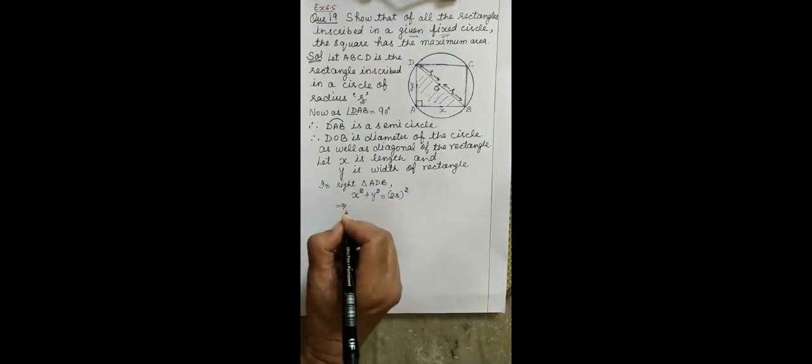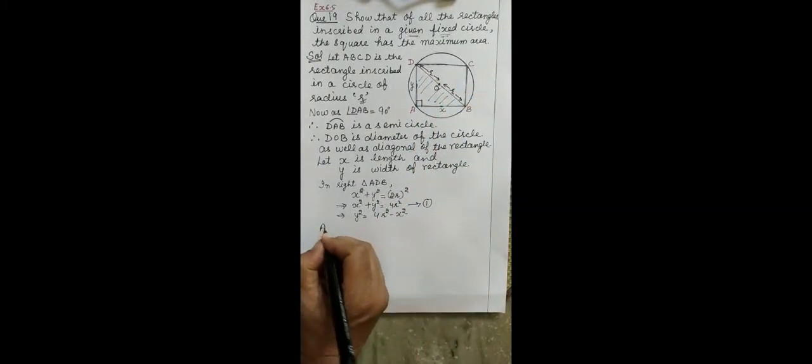will be the diameter? It will be twice r, so 2r whole square, which gives me the result x square plus y square is equal to 4r square. I mark this as equation number 1. Now this is my relationship between two variables. I can find the value of y square from here also. So what will be the value of y square? It will be 4r square minus x square.